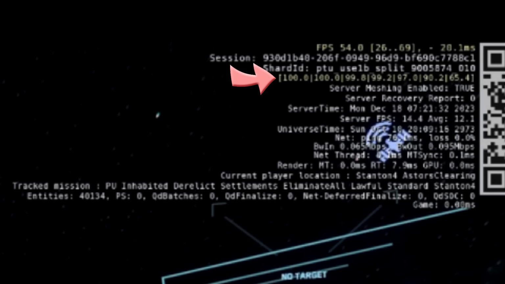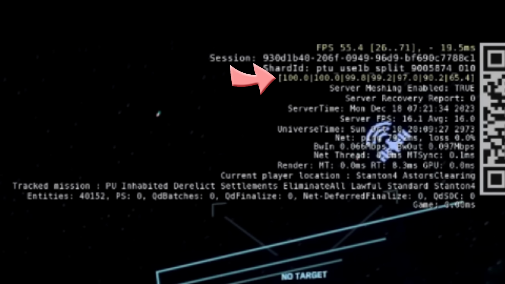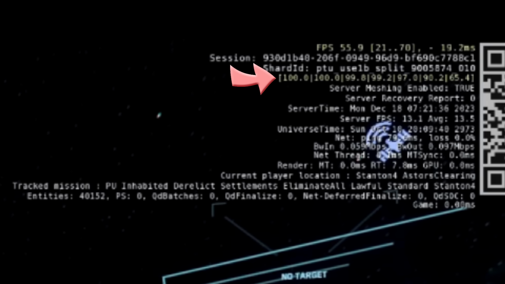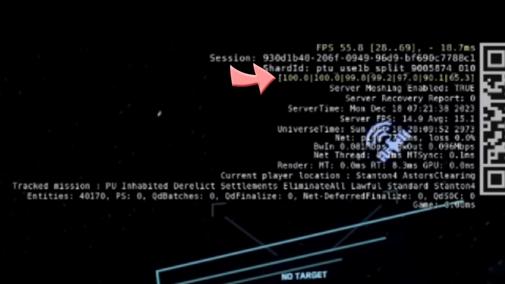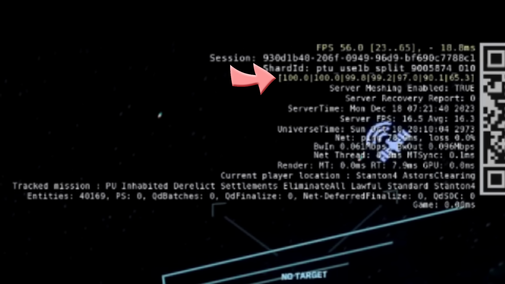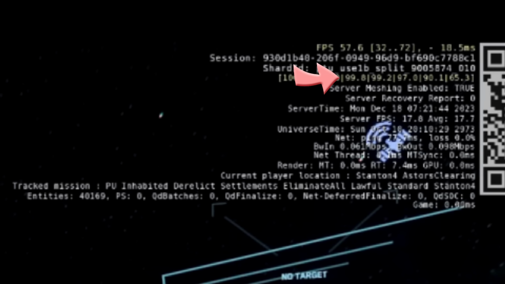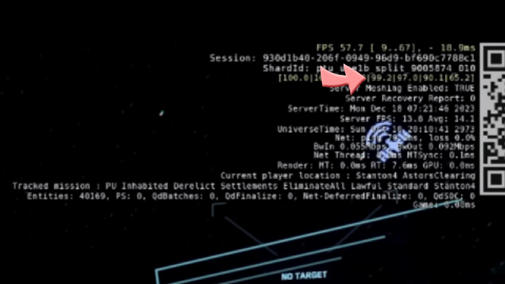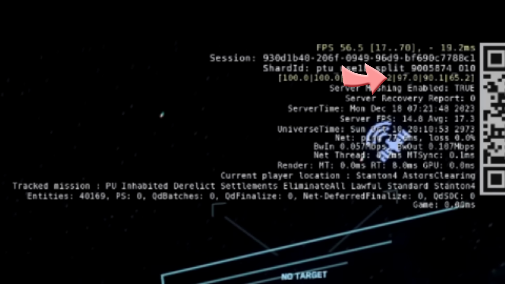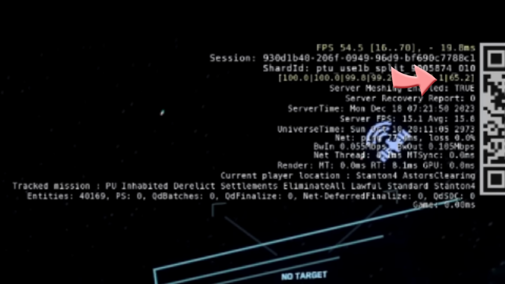Turning to the next line, this represents the percentage of frames at or above certain levels. I believe that they are in groups of 10, so there's the number of frames above 10 frames per second, above 20 frames per second, above 30 frames per second, above 40 frames per second, above 50 frames per second, and above 60 frames per second.